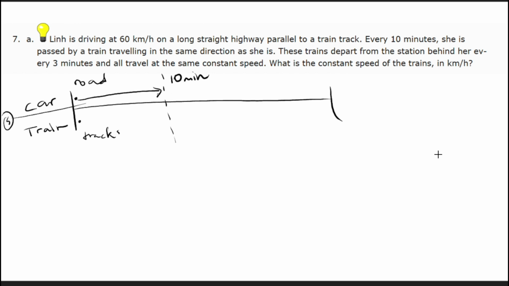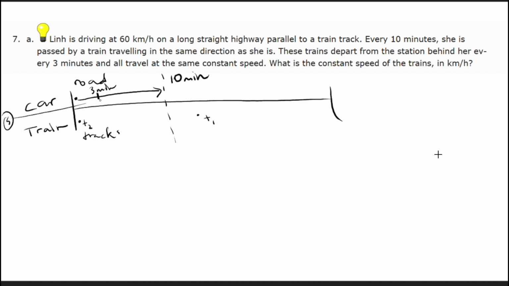The car traveled some distance over 10 minutes. What about the trains though? It says that after the first train goes, the second train is then deployed after 3 minutes. So by around this point, the 3-minute mark, the second train has already left. So we'll call this T2, T1. Now the second train has just started, T2, because the first train has already passed the car, like we said before. Now T2 is starting at the 3-minute mark.